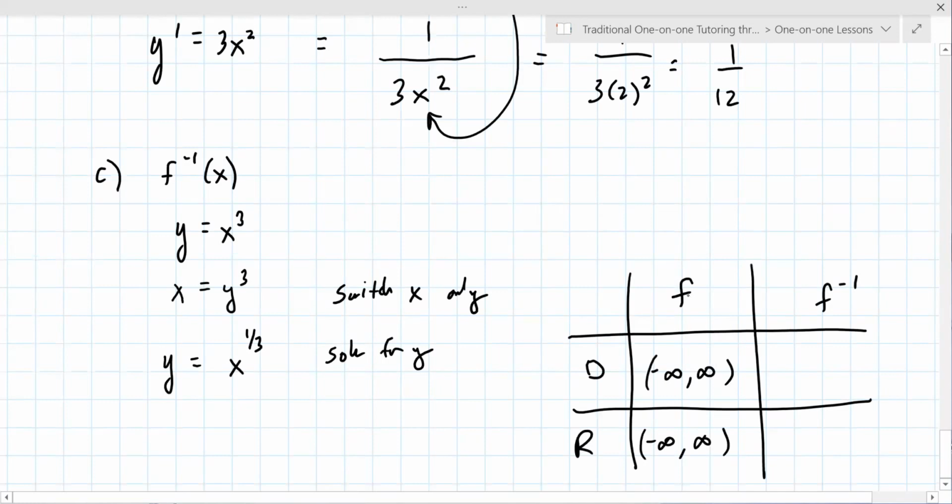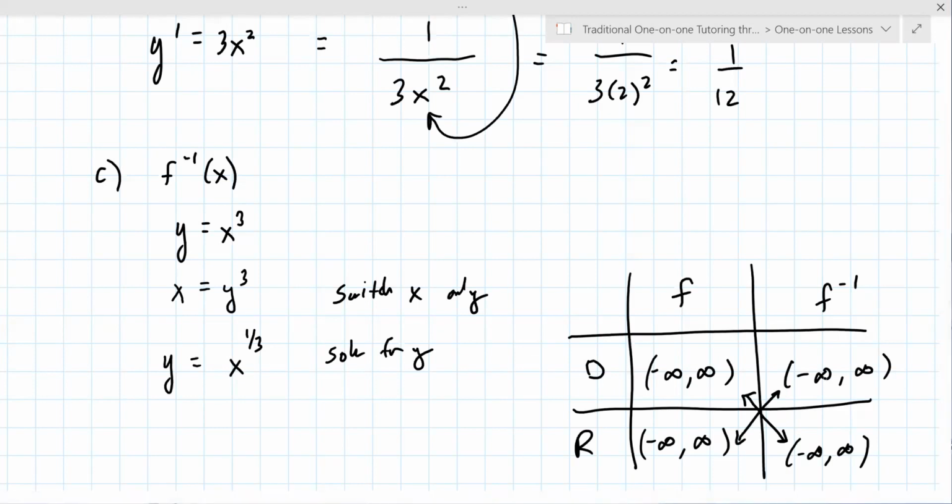The domain of f is the range of f inverse. So basically these have to match. You just flip them. This will be more clear in the next one because there'll be some restrictions. And then these also have to match. So once you do one, you can get the other. All right, so that's part C.